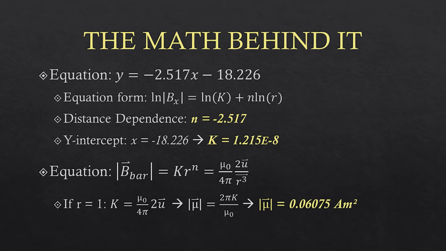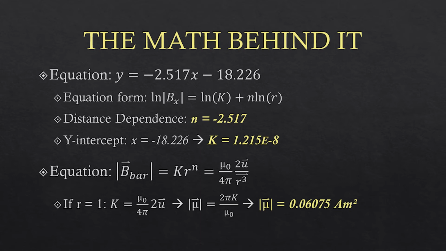It's a lot of natural logs, which is exactly what we use to determine our line equation. This allows us to find the value of the distance dependence N and constant K as indicated here. Now we can use this information in combination with our earlier equations for the magnetic field of a bar magnet in order to determine the magnitude of the magnetic moment of our bar magnet.